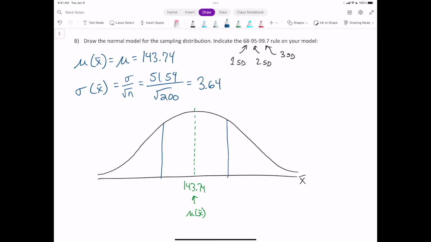How do we figure out these values? Well, we take 143.74 and then we add 3.64. Okay, so I'm just going to do this in my calculator off screen here to save a little bit of time. But if I add those two values together, we get 147.38. Man, I cannot write today, I'm sorry.